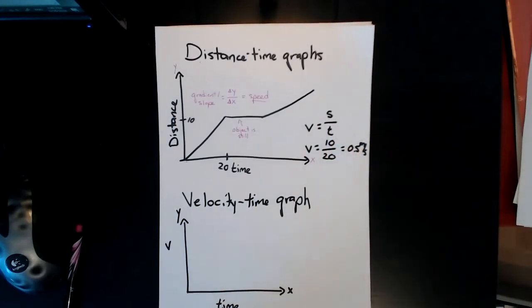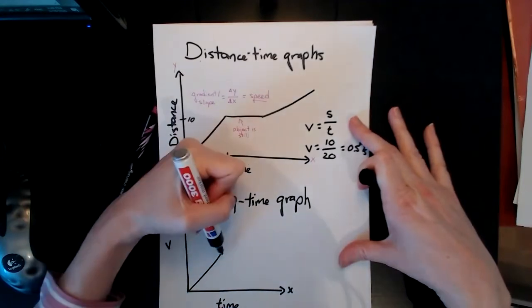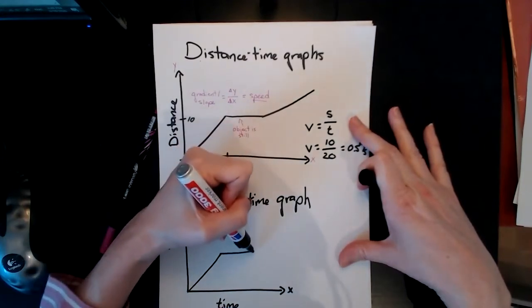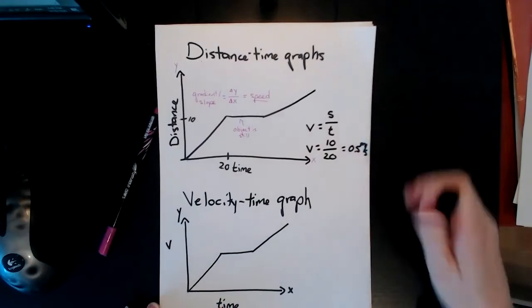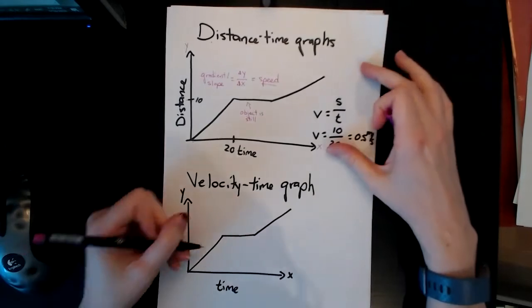Right? And so now, if you have an object, the shape of the graph can look the same, but it means something different when you're looking at a velocity time graph versus a distance time graph. So for a velocity time graph, this is already the speed.